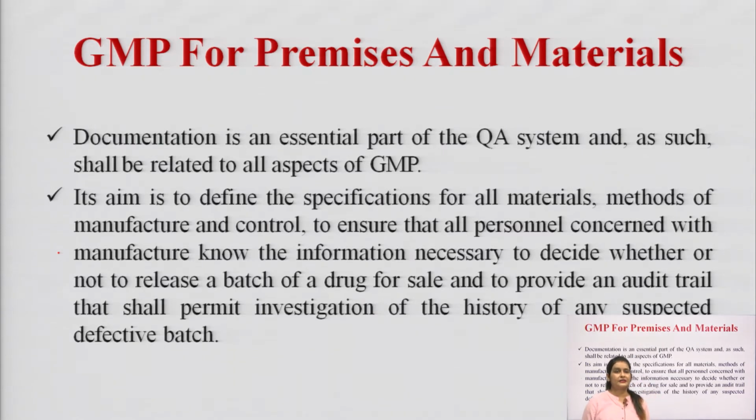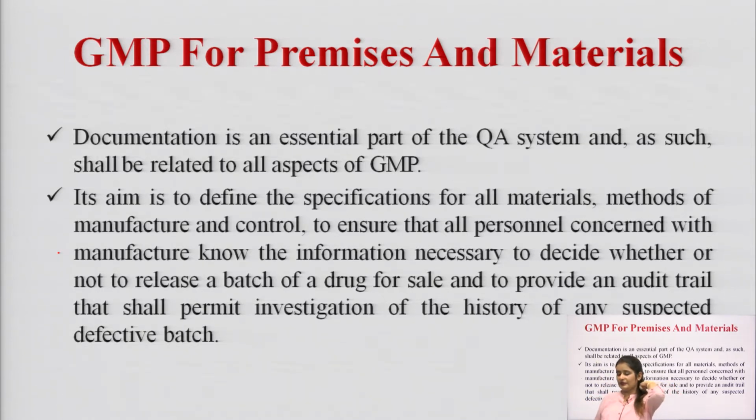Documentation is also necessary. It is a part of the quality assurance system and as such shall be related to all aspects of good manufacturing practices. Whatever we are running or doing in a pharmaceutical industry, the documentation shall be maintained in each and every section, because documentation is a very essential part of quality assurance. During inspection, documentation is of utmost importance, and it is the first thing checked by the inspector.